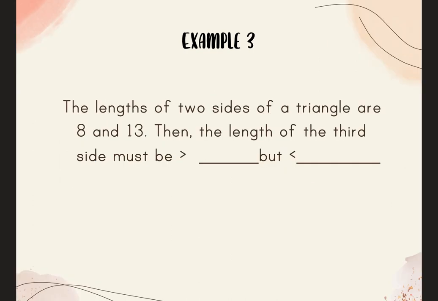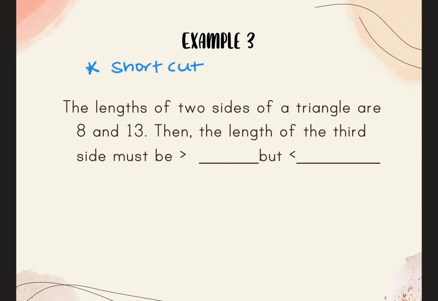Example 3 says the lengths of two sides of a triangle are 8 and 13. Then find the length of the third side. The length of the third must be greater than blank and less than blank. So this is a shortcut based on that triangle inequality theorem.